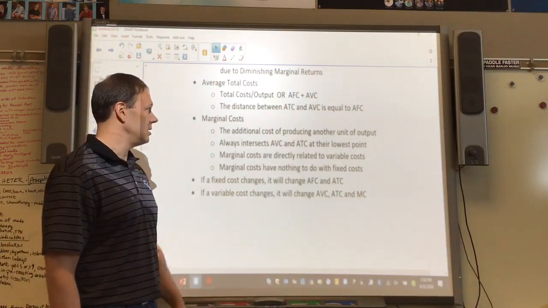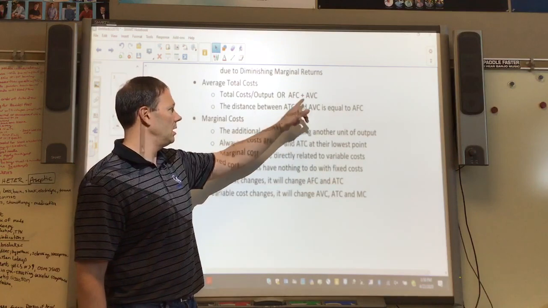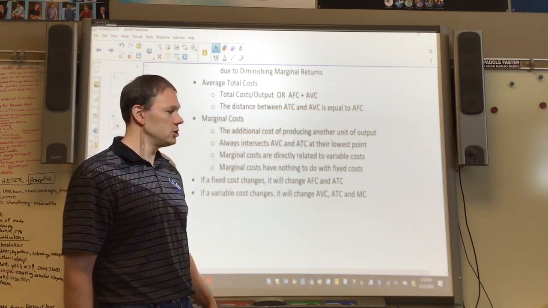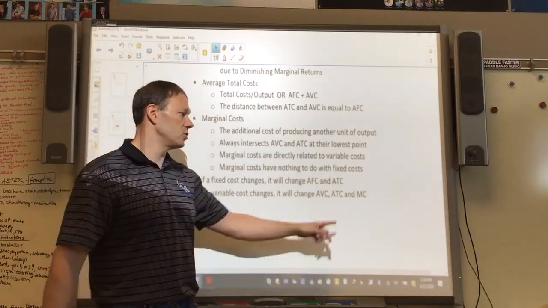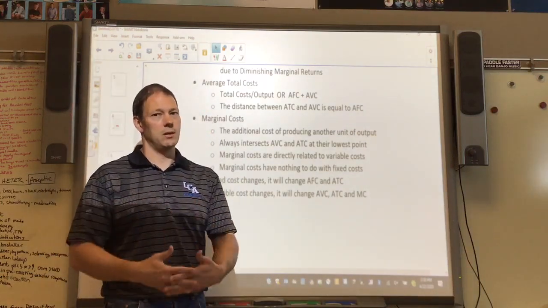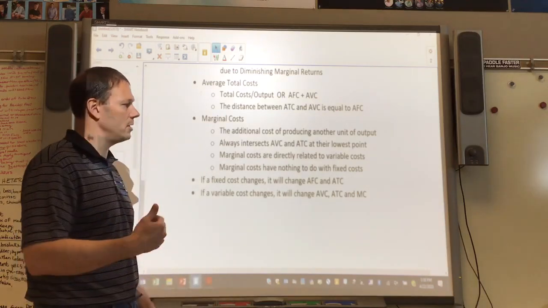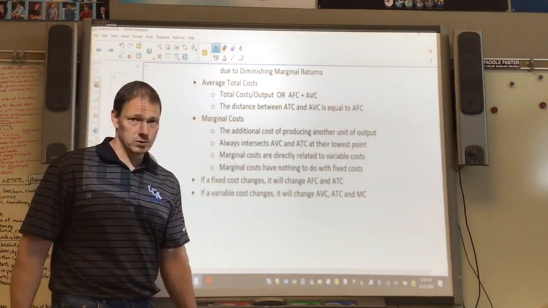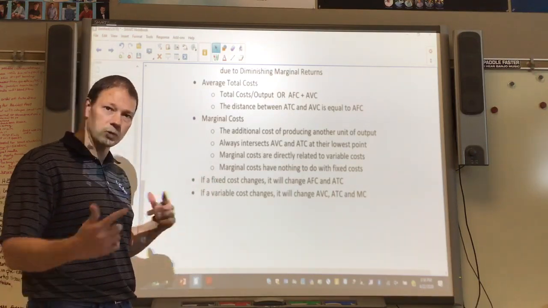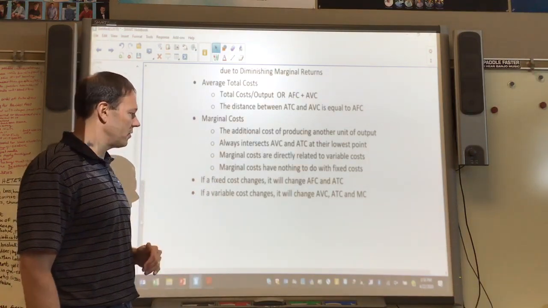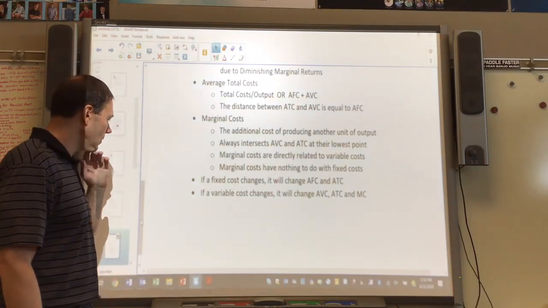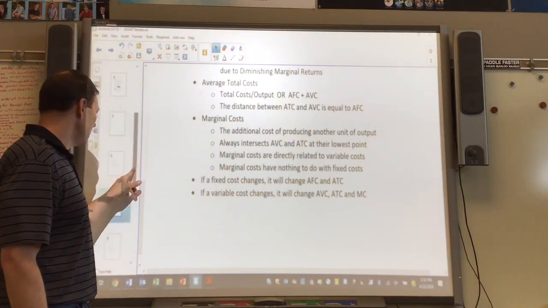Naturally, it changes ATC, because ATC is AFC plus AVC, and your AVC has changed. It also affects your marginal cost, because variable and marginal are directly related. They tie in, so you change variable cost, you change marginal cost. That would be an example of a per unit cost, whereas fixed costs are lump sums, we'll talk about that later. Lump sums are fixed costs, variable costs are per unit. All right, so that's understanding the cost curves.